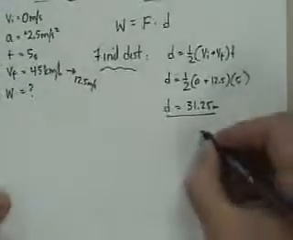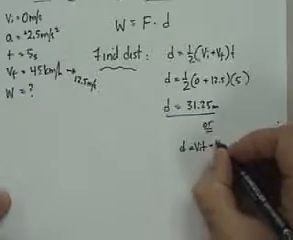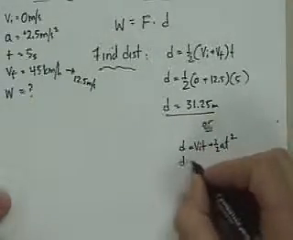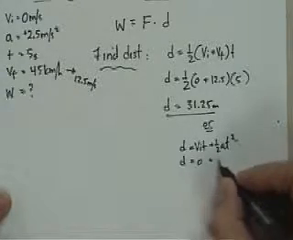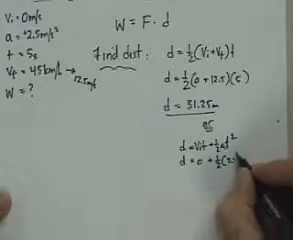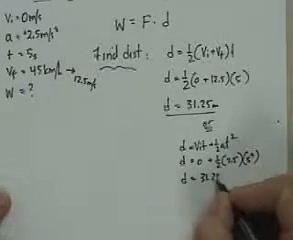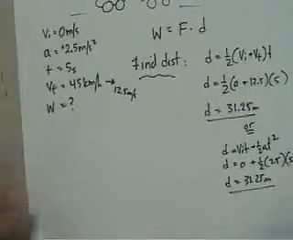You could have also gone D equals VIT plus 1/2 AT squared. Your distance, you're going to get VI 0, plus 1/2, accelerates at 2.5 for 5 seconds squared, 31.25 meters. It doesn't matter which kinematics equation you use, you're going to get the same value for your distance.